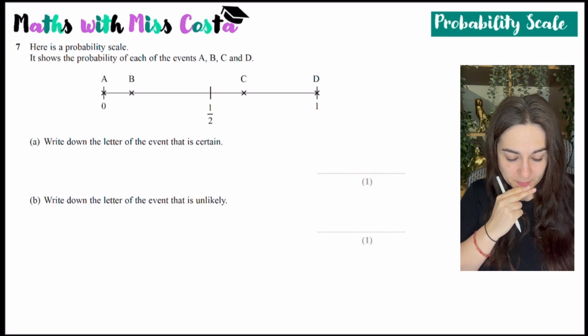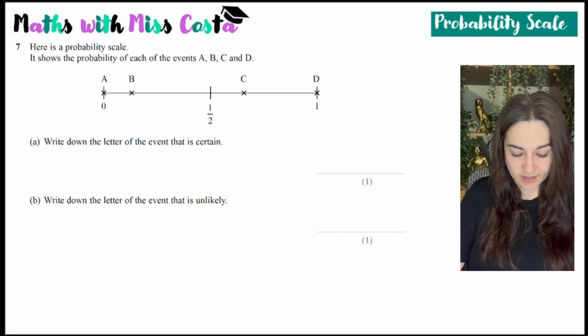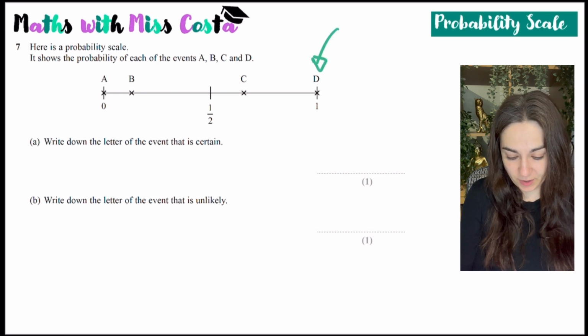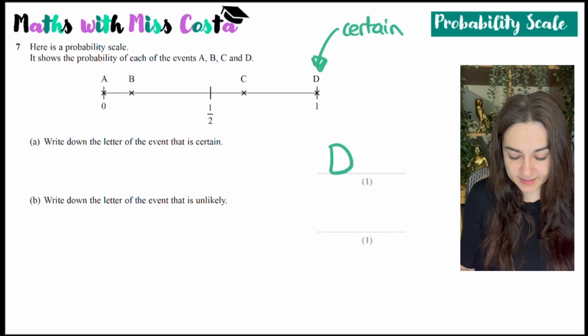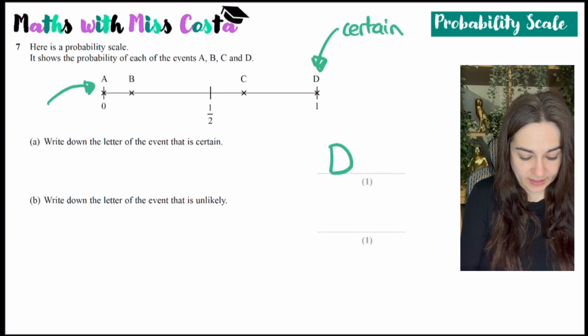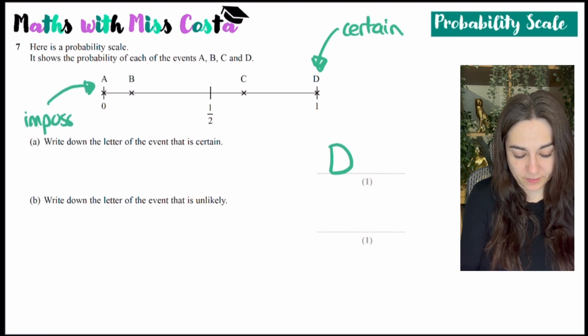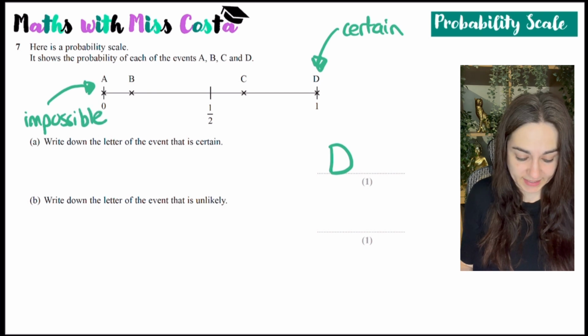Okay, so it shows the probability of each of the events, A, B, C, and D. Write down the letter of the event that is certain. So over here, this is where it would be certain, so that would be D. And over here, this is my scale, so that would be from 0, which is impossible, to 1, which is certain.